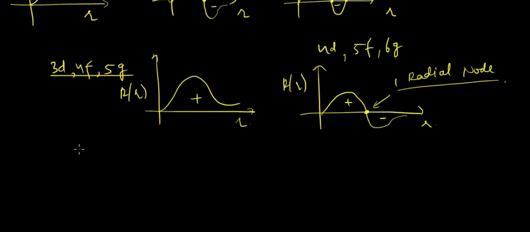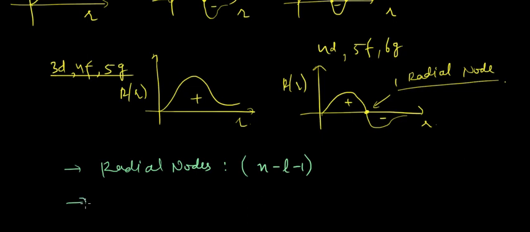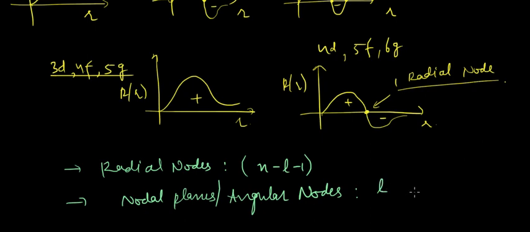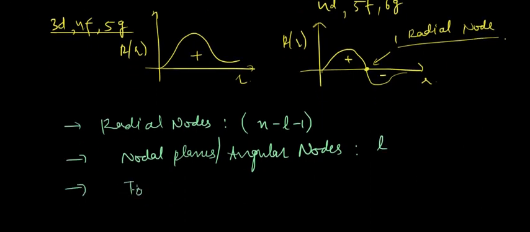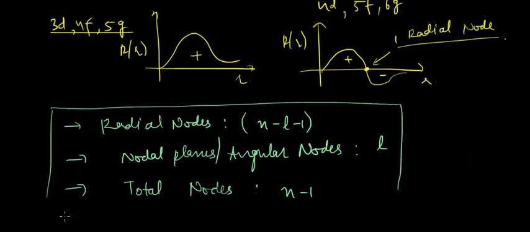So now let's look at very important formulas which you all should remember. The number of radial nodes for any orbital should be determined by n minus l minus 1. Nodal planes or angular nodes should be calculated with the value of l, and total nodes should be calculated with the summation of the two, so it would be n minus 1. So please remember these formulas.